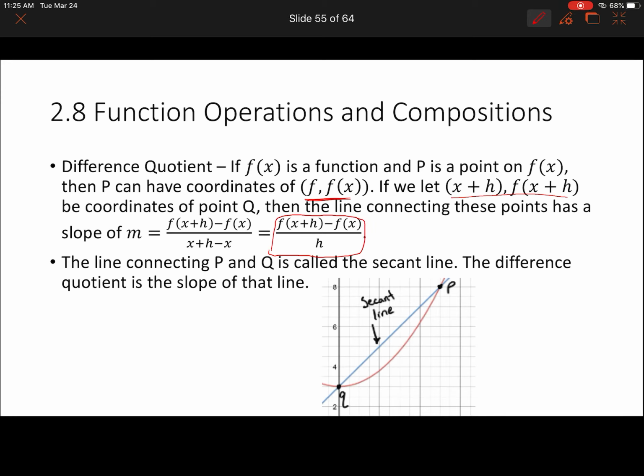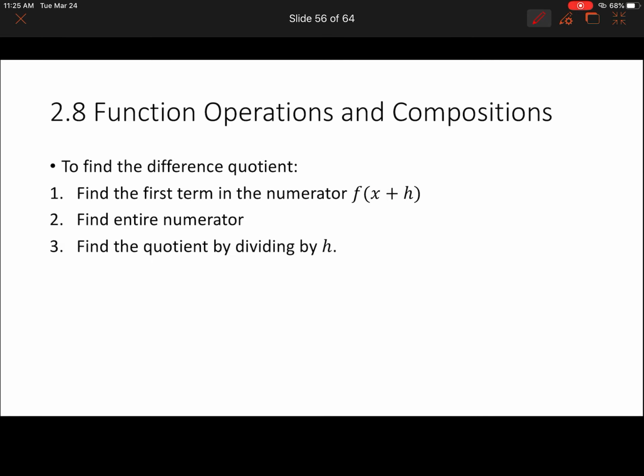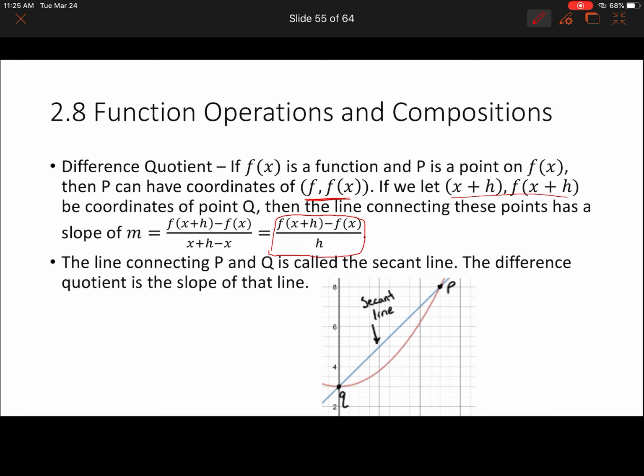Now, there typically is one problem like this on your final exam. I usually give one problem, maybe two, but typically only one problem like this on your test. And so as we're looking at finding this difference quotient, we're only going to do one or two examples. We're not going to spend tons of time here.